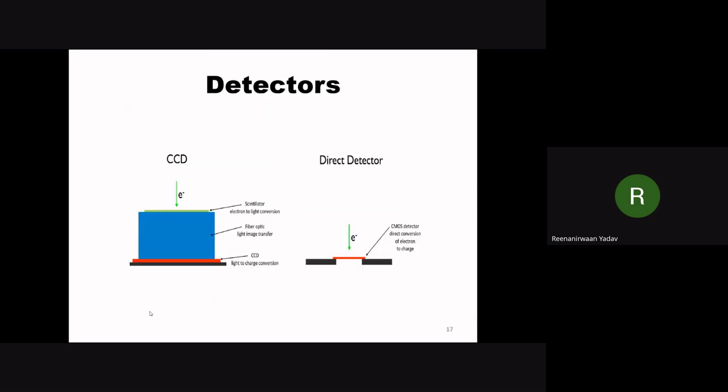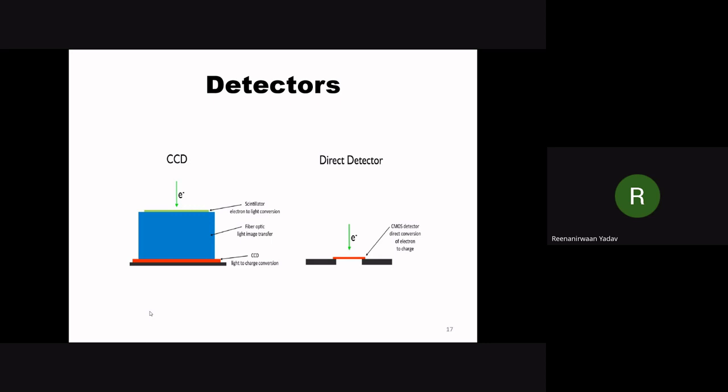Next, if we talk about the detector, mainly we can categorize detectors into two types, either CCD or CMOS based. In a CCD detector, we have a scintillator layer which converts the bombarding electrons into photons, and then these photons are captured by the optical fiber below it and converted into charge. But the detective quantum efficiency of CCD detectors is very low, and it may result in a lower signal to noise ratio.